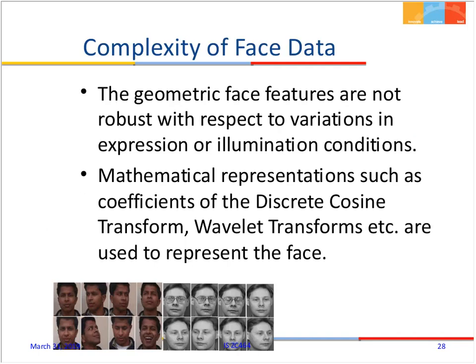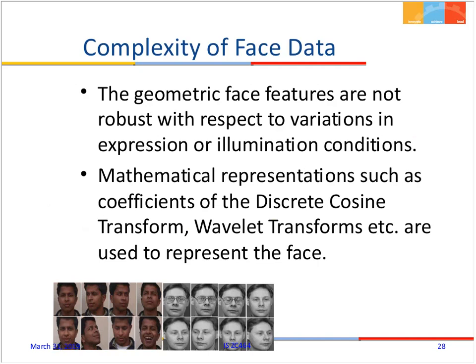Complexity of the face data. The geometric face features are not robust with respect to variations in expression or illumination conditions. If you're looking at the eye as a geometric feature, the eye may become small or wide depending upon the expression, if the person is laughing or sad. The overall geometric features calculated in terms of shape of eye or width of eye, etc. may change. That is why we say that these features are not robust.